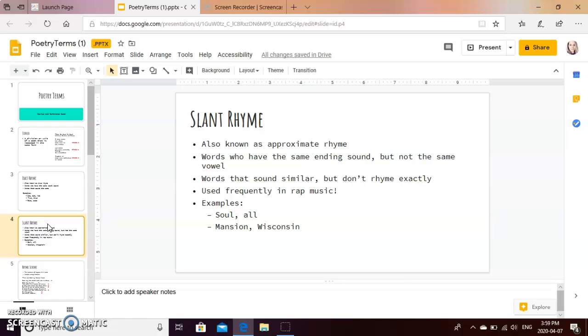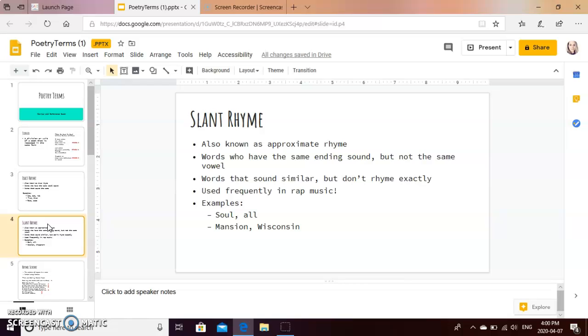Now, on the other hand, we have something that's called slant rhyme, which is something maybe you're not as familiar with, but this is also known as approximate rhyme. And we see a lot of rappers, such as Eminem, Cardi B, Mos Def. I'm trying to think of who else. There's quite a few rappers who do use this as a strategy, especially when they're creating music. Normally they will use words that have the same ending sound, but not the same vowel.